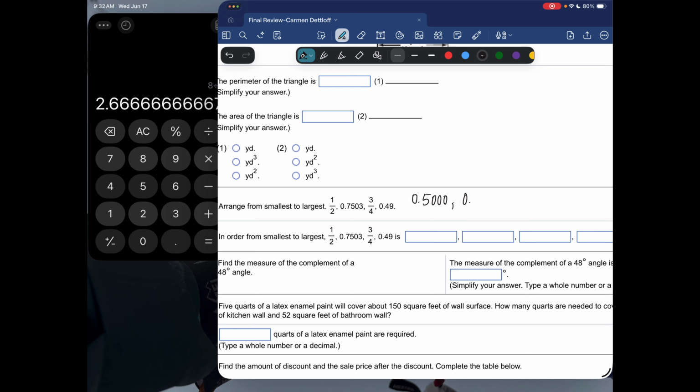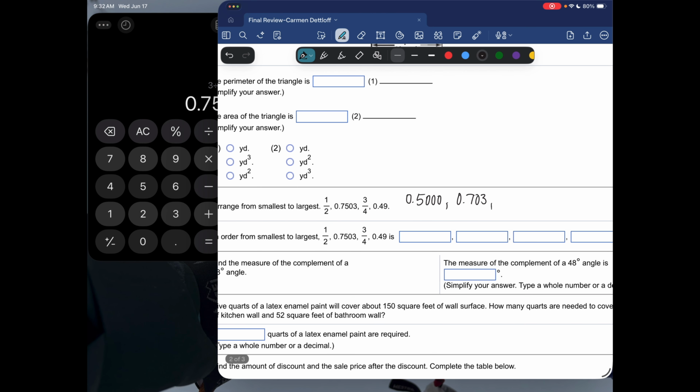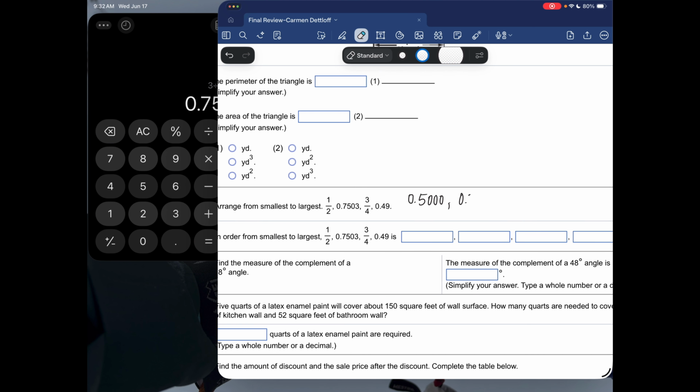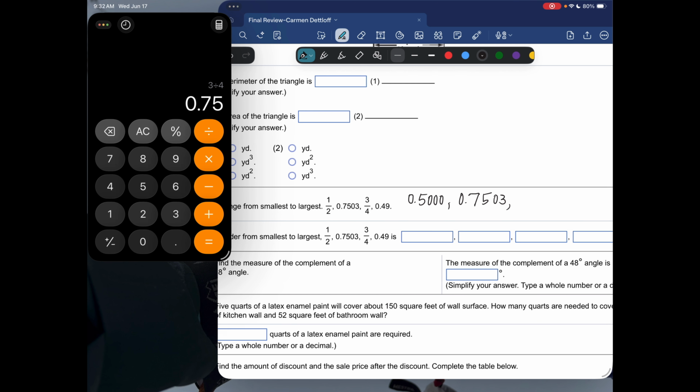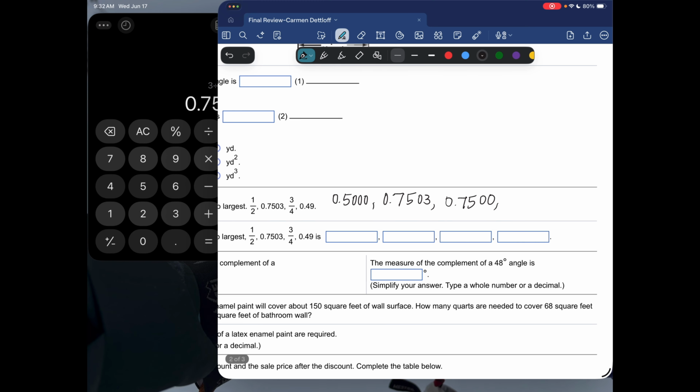And I've got 0.703. Then I have 3/4, which is, oh, you know what? I copied the previous one down wrong. Let me copy this right. I have 0.7503. There we go. Copy error makes a big difference. And then I had 3 divided by 4, which gives me 0.75. And I'm going to add those 2 extra zeros onto it so it matches. And then I've got 0.4900.